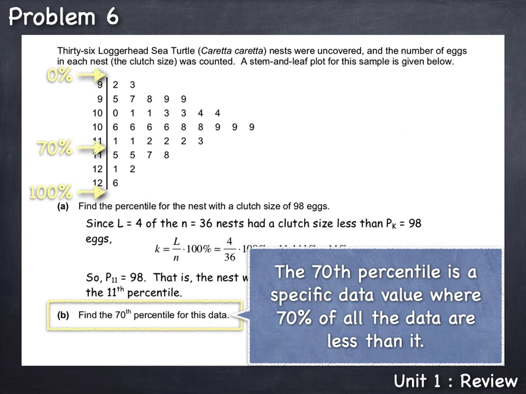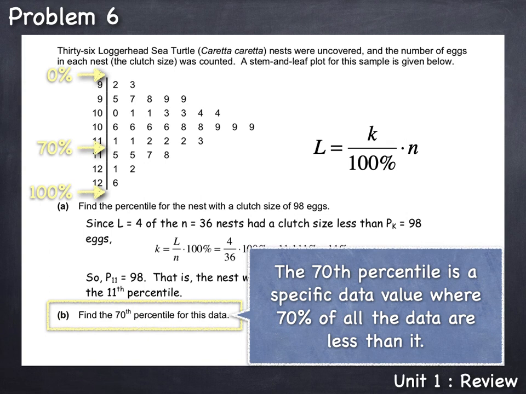We do not have a formula that calculates the exact percentile directly, but we can use the percentile formula we used previously to solve for L, the number that are less than. And then we can use this L number, how many of the nests have to be less than, in order to find the location of the 70th percentile.